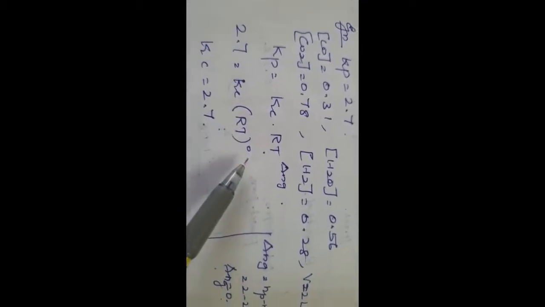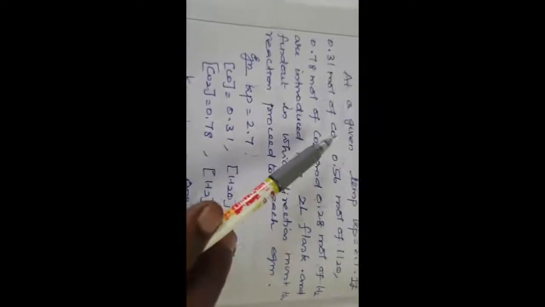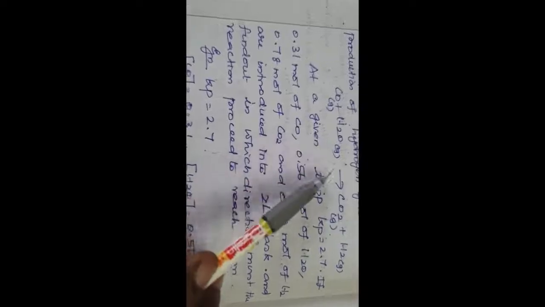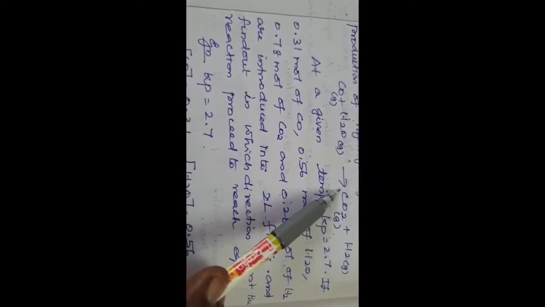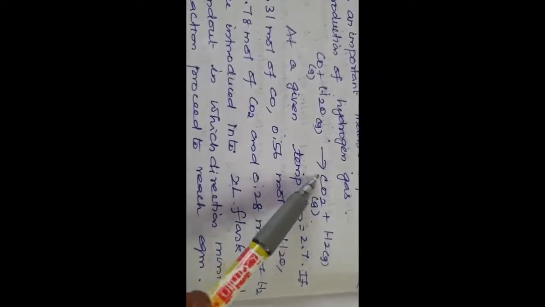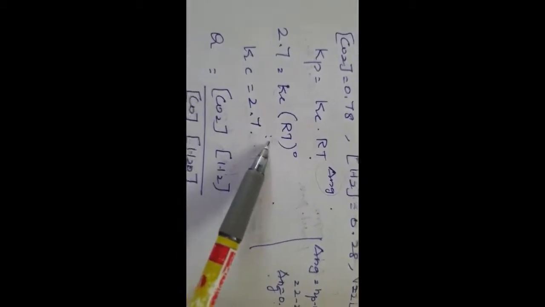RT power delta Ng, which you have to calculate for this water gas shift reaction. What is delta Ng? Delta Ng is equal to Np minus Nr, the number of moles of product minus the number of moles of reactant. In this equation, the number of moles of product is 1 plus 1, 2. The number of moles on the reactant side is 1 plus 1, 2. So 2 minus 2 is 0. Delta Ng is equal to 0, and anything power 0 is equal to 1. So Kc is equal to 2.7. So you calculated Kc as 2.7.